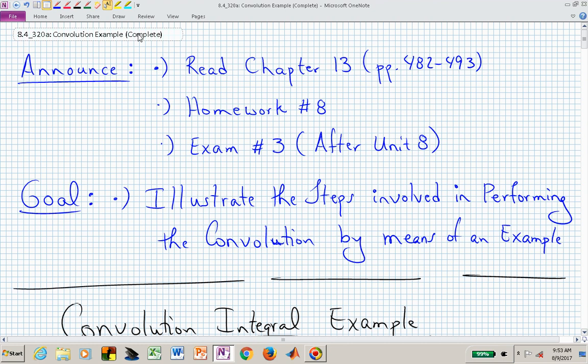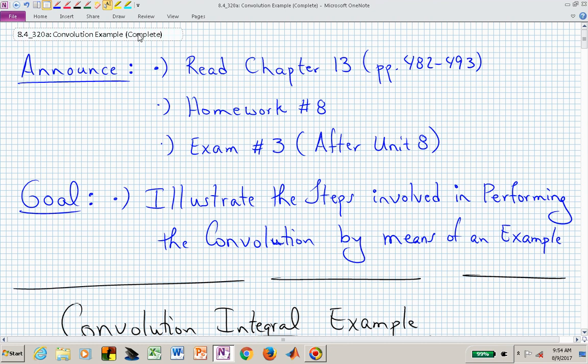We won't go through them real meticulously. We'll actually reserve a couple of videos to talk about flipping and sliding and intervals and limits, but today I want to put all of that together in this video and try to coach you through the steps involved in performing a convolution integral. And we'll do it by an example.